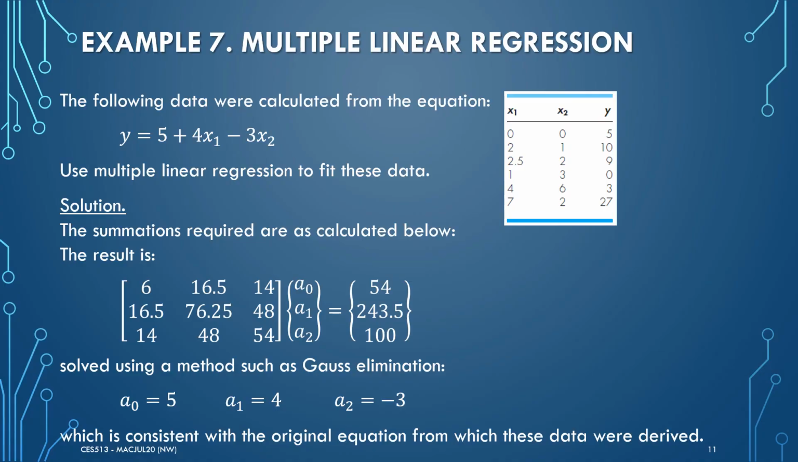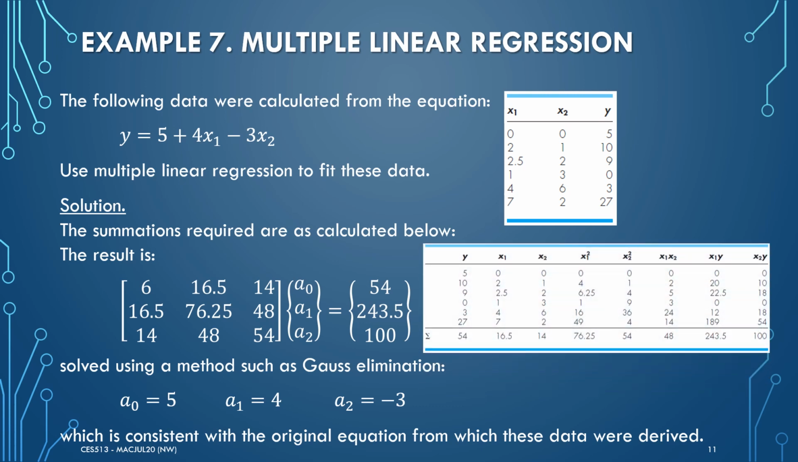Now, for the example of multiple linear regression, the following data shown here in the table were calculated from the equation y equals 5 plus 4x1 minus 3x2. Use multiple linear regression to fit this data. So for the solution, by referring to the table above, calculate all the parameters needed for the normal equations here, and then transform to a matrix form. From the matrix, we can solve for the parameters a0, a1, and a2 by using methods such as Gauss elimination, and we obtain a0 equals 5, a1 equals 4, and a2 equals -3. This result shows that it's consistent with the original equation from which this data were derived.